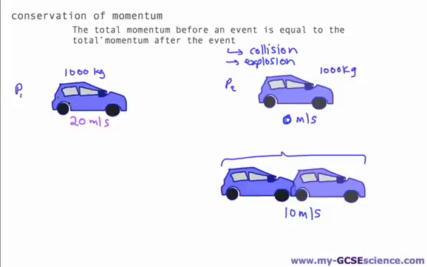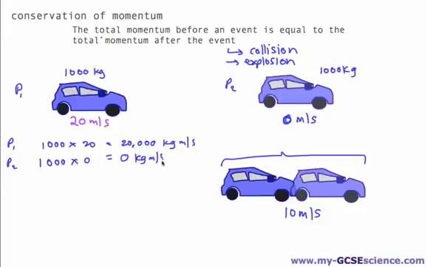So the momentum of the two cars together is, let's do the first one first, 1000 times 20 equals 20,000 kg m/s. The momentum for the second car is again 1000, but this time it's times 0, equals 0 kg m/s. And remember the total momentum, so add those two together, we stay with 20,000. So that's the momentum before the event.